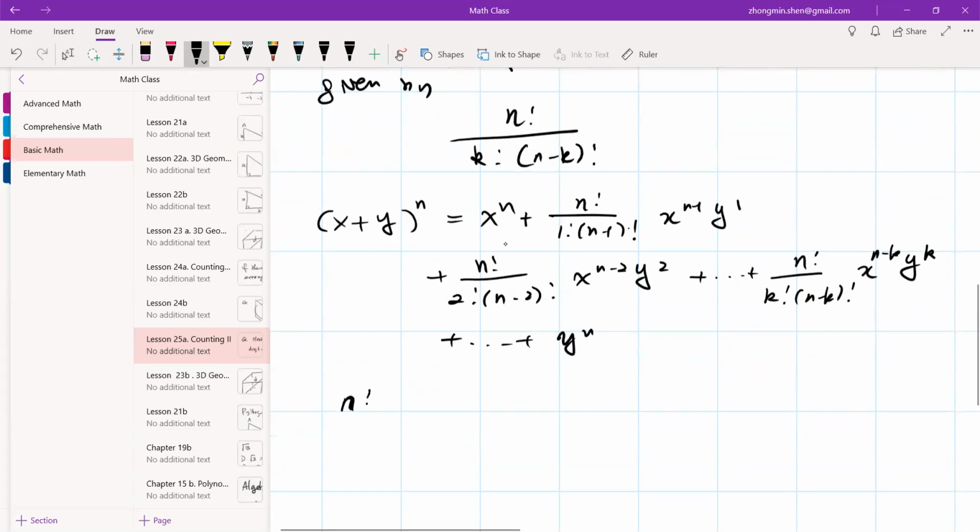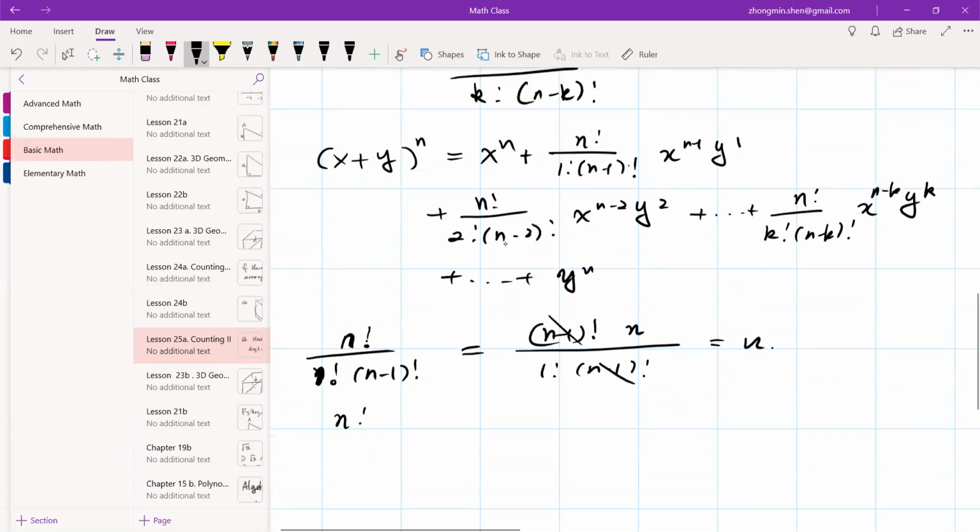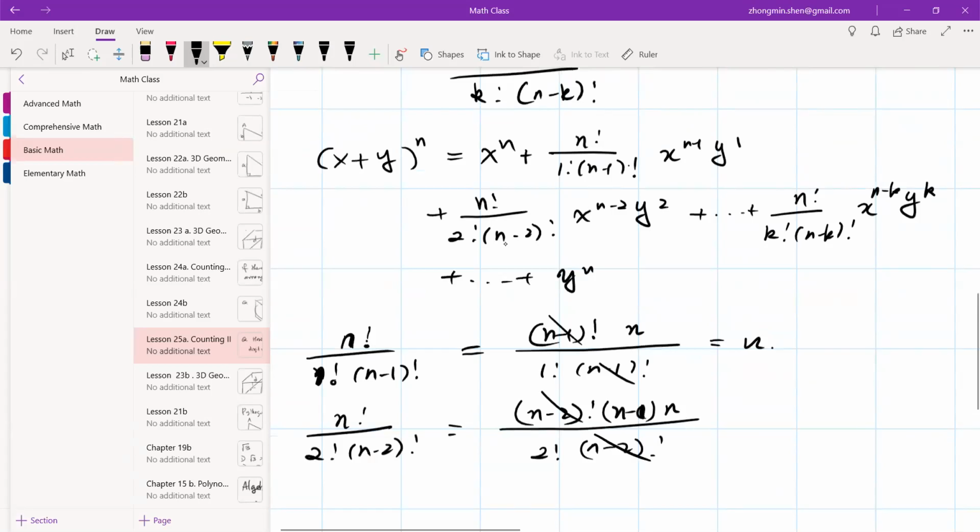n factorial over 1 factorial times n minus 1 factorial. Why? Because n factorial is n minus 1 factorial times n, so cancelling, it is just n. And how about this? It's the same thing. This is going to be n factorial over 2 factorial times n minus 2 factorial, which is n times n minus 1 over 2, and you cancel out the rest. But the general one is more complicated. We just write down these two.